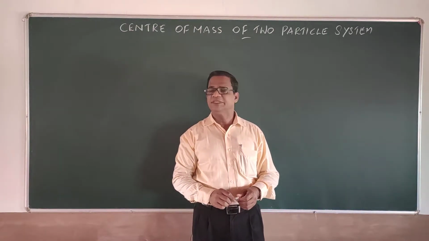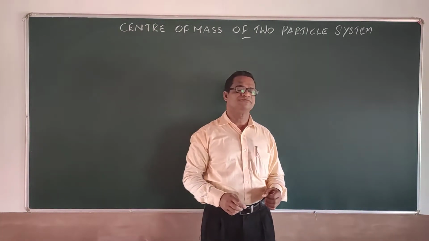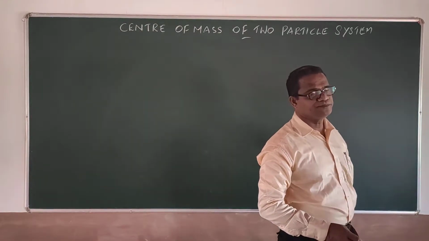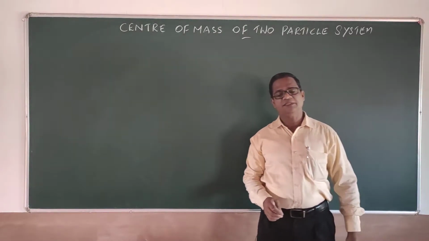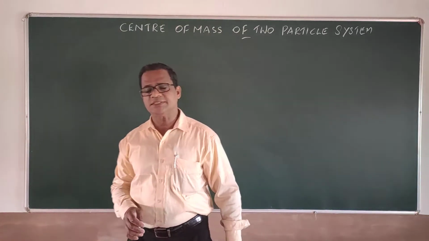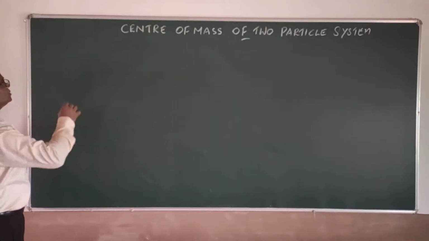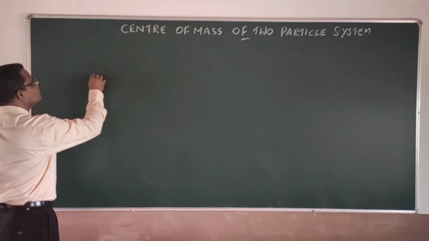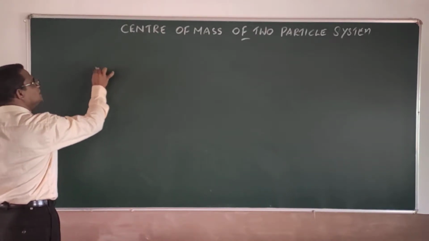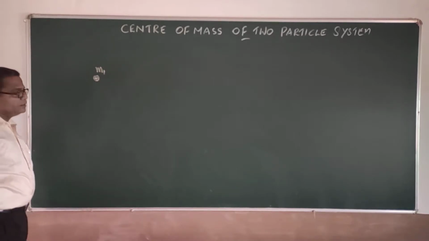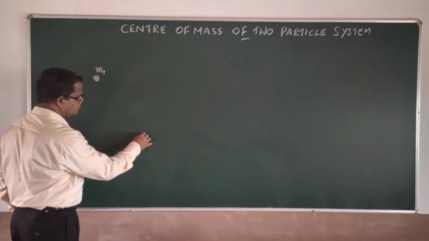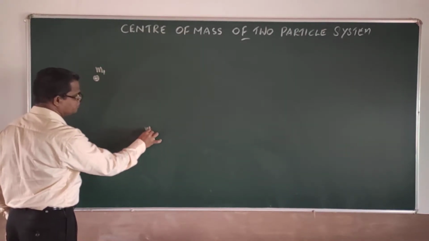Here we consider the center of mass of a two particle system. How to find the center of mass of a two particle system? To understand that, let us consider two particles here, one of mass m1 and another of mass m2.